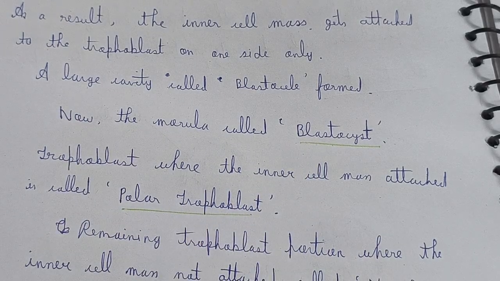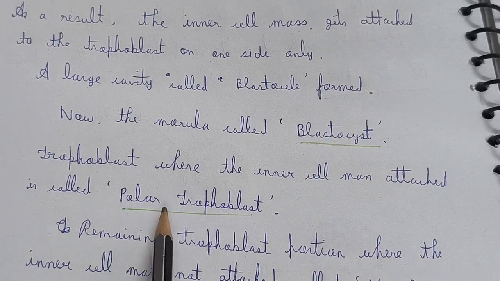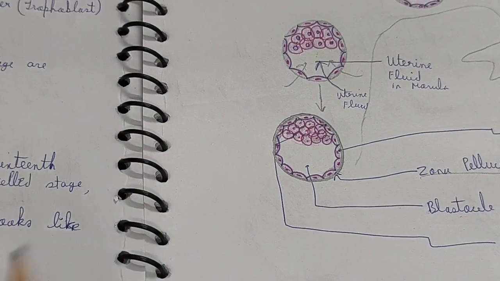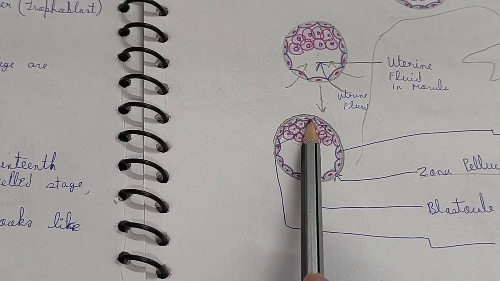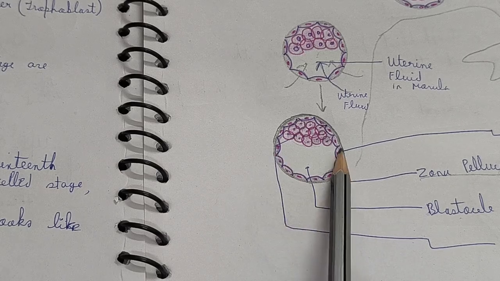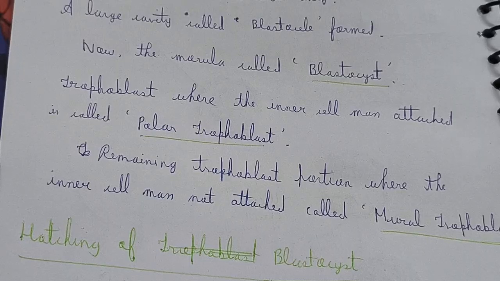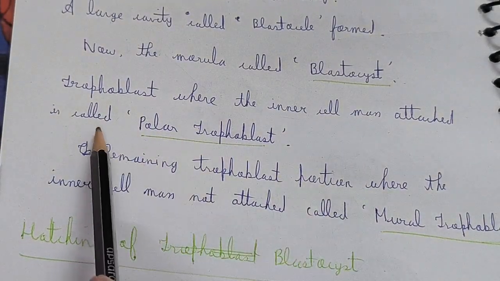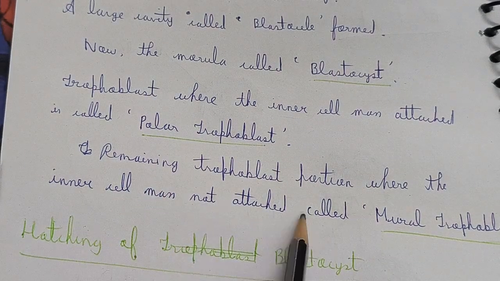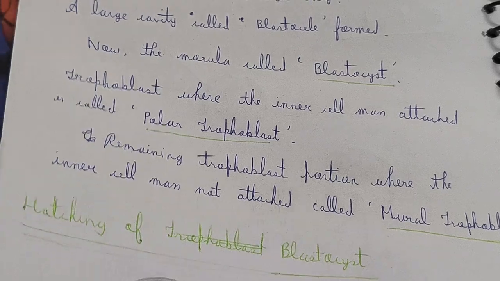And for further information, there are the polar trophoblast and the mural trophoblast. The trophoblast site where the inner cell mass is attached is known as the polar trophoblast, and the remaining trophoblast portion where the inner cell mass is not attached is called the mural trophoblast.